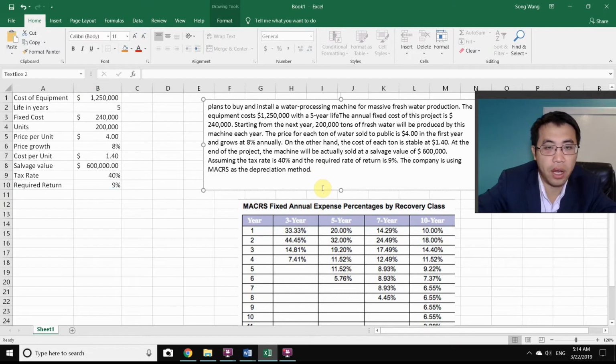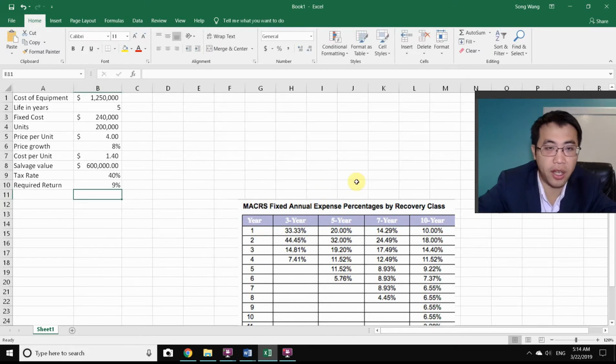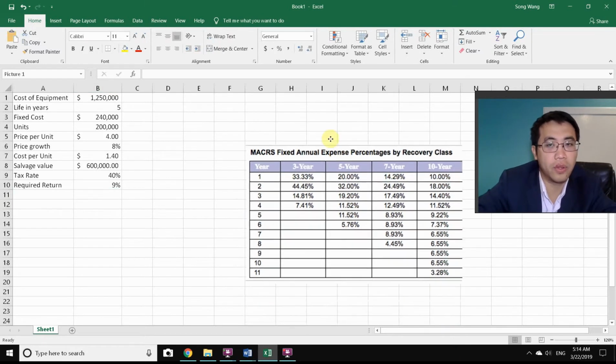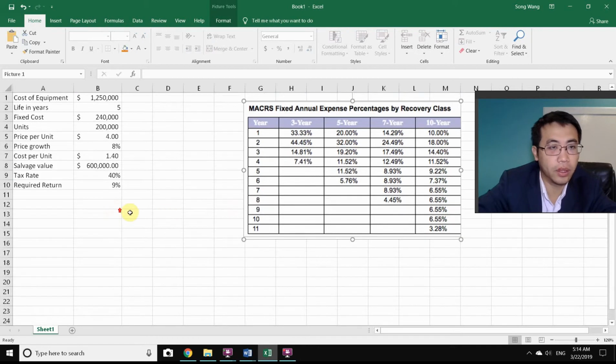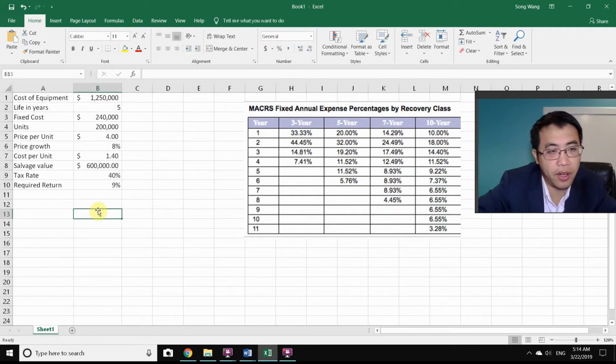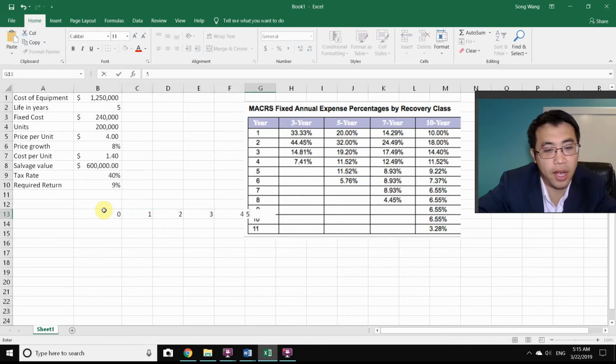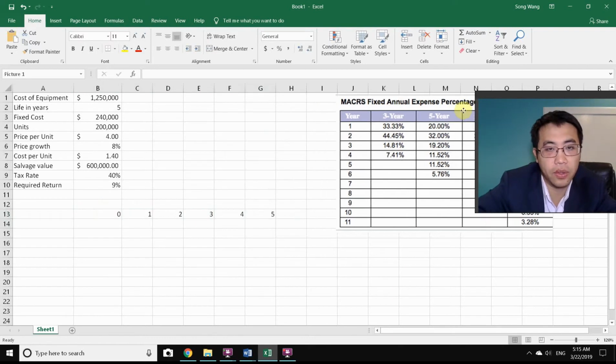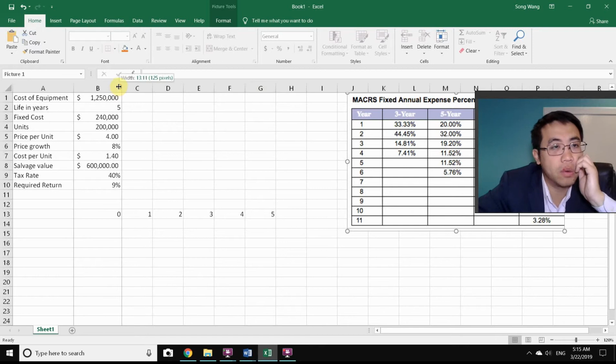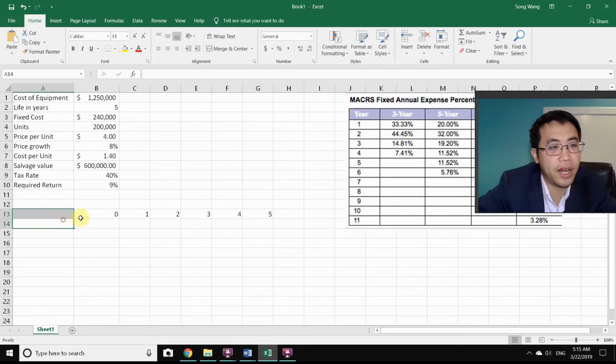So after I extract all the information, I just did it here, and then I'm going to construct my capital budgeting table. So I have different years, first of all. I have a year 0, I have a year 1, okay, year 0, 1, 2, 3, 4, 5, right? I'm going to leave it right here. So that's the 5 years of data.